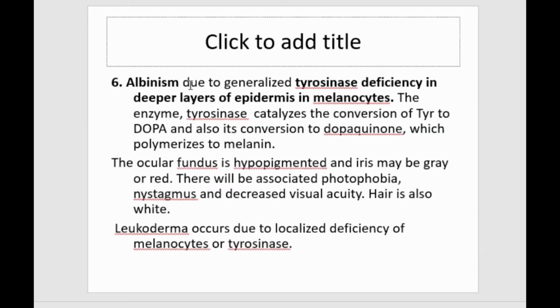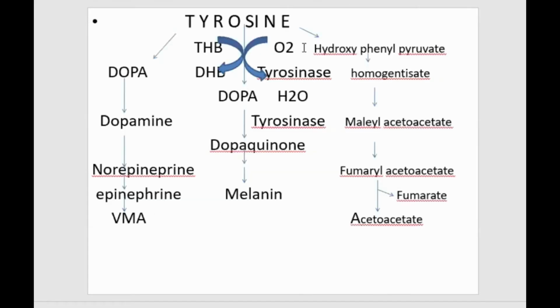Next condition is albinism. Albinism is due to generalized tyrosinase deficiency in deeper layers of epidermis and melanocytes. You've seen that in one of the metabolic pathways, tyrosine is converted to melanin. Here, two steps are catalyzed by tyrosinase: tyrosine conversion to DOPA, and DOPA to dopaquinone. Both of them are catalyzed by tyrosinase, and deficiency of tyrosinase will result in no production of melanin, and so there will be impaired pigmentation throughout the body. So that is albinism.